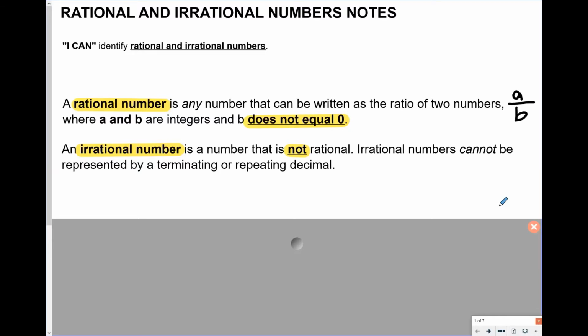Then we have an irrational number, which is a number that is not rational, which means it cannot be written as a fraction. Irrational numbers cannot be represented by terminating or repeating decimals. You should know what those terms are, because I covered that the first week, terminating and repeating decimals. A repeating decimal just goes on and on, like 3.0000000.